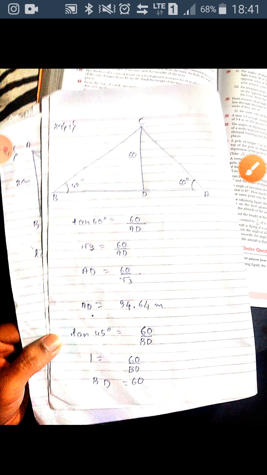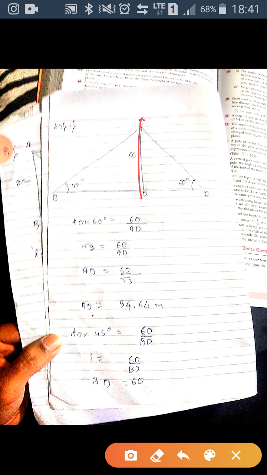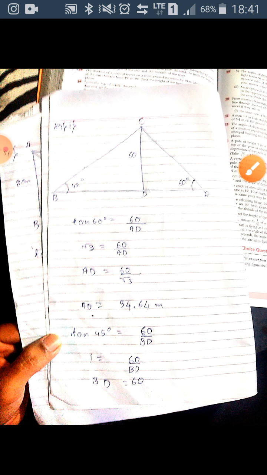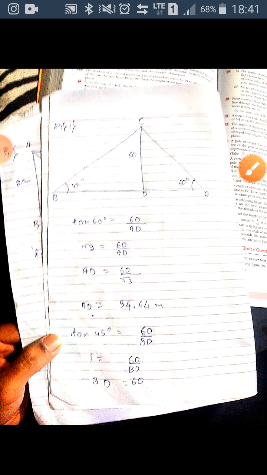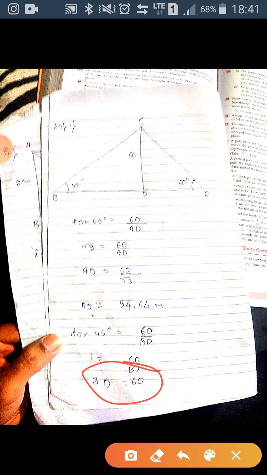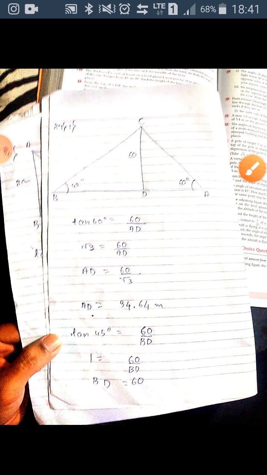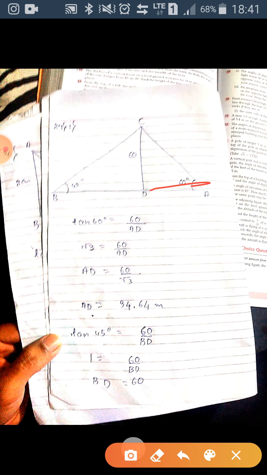After that we move on to this triangle, which says that tan 45° is equal to 60, the height, by BD, the base. So 1 is equal to 60 by BD. After cross multiplying I get that BD is equal to 60. Okay, so this was a very easy sum. I know that BD is equal to 60, and I know that this portion is equal to 34.64.